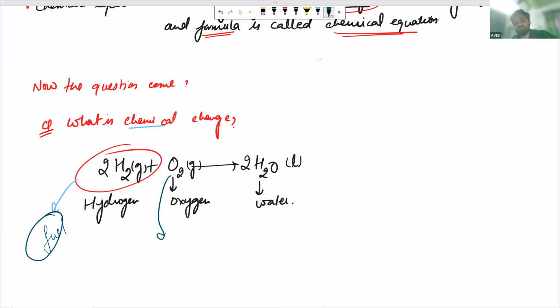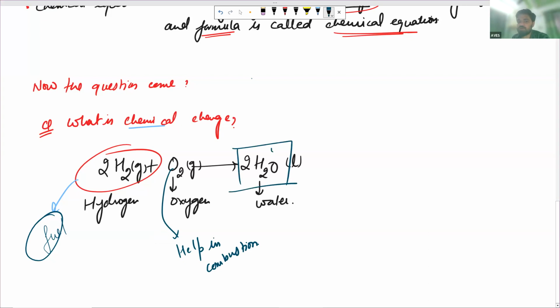Oxygen, what is the function of oxygen? It helps in combustion. As you know very well, oxygen helps in combustion. But can you tell me what water does in case of fire? Water actually extinguishes fire.